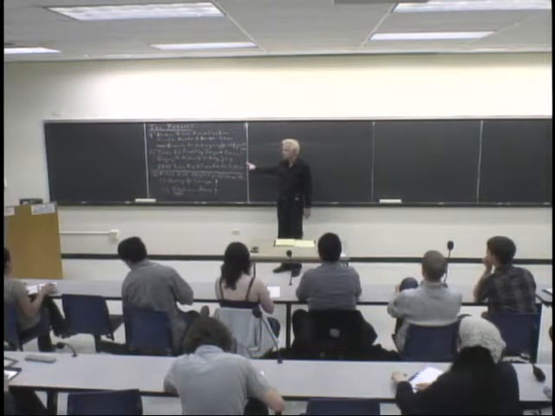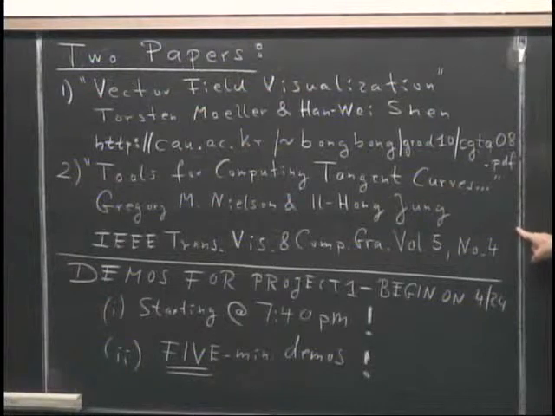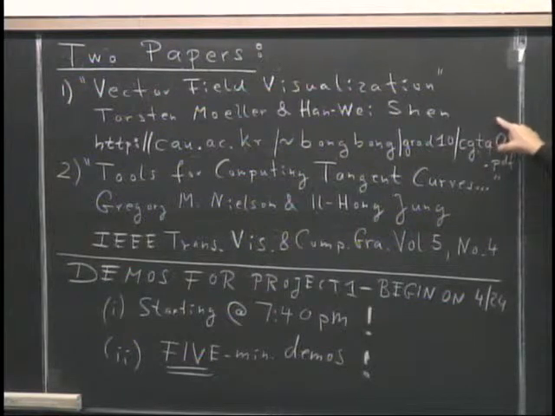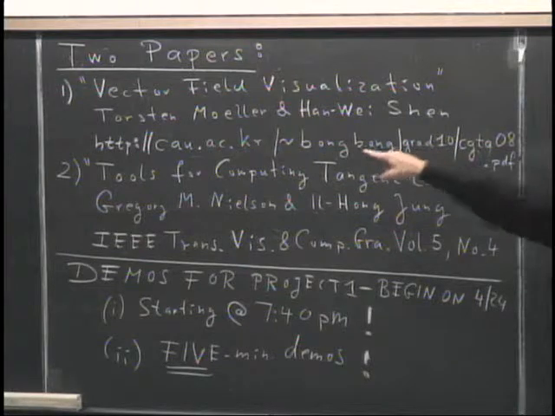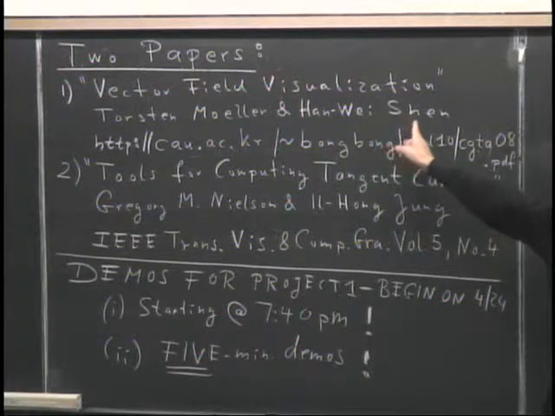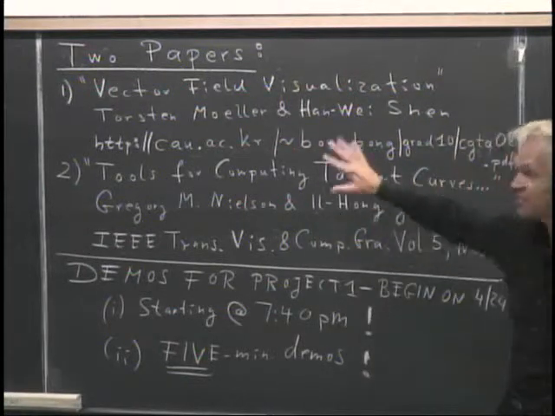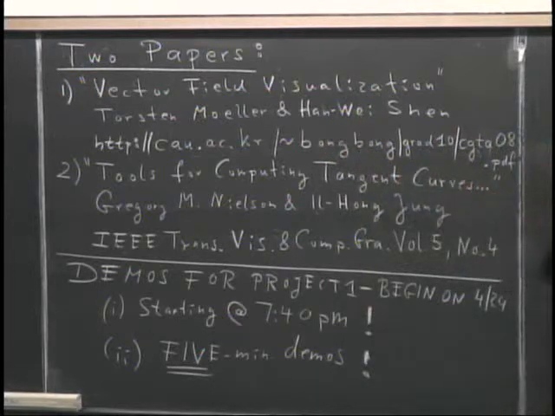Two great papers that I didn't give you copies of because they are very detailed and very specific to the topic that we are touching on right now. The first one is a very good PowerPoint presentation that was prepared by two wonderful colleagues of mine, Thorsten Möller and Han-Wei Shen. Han-Wei Shen is at the Ohio State University, and Thorsten Möller is at Simon Fraser University in Vancouver. They are both leaders in this field of visualization, and many of you have already read papers of them.